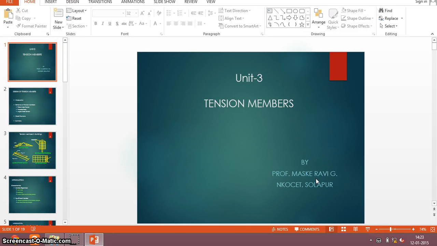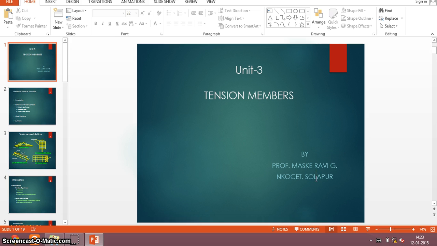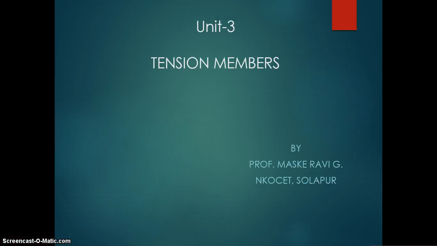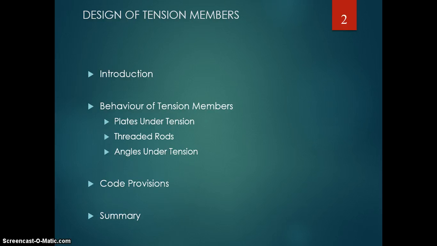Okay, today we are going to discuss the third unit, that is the tension members. These are the contents of this chapter. First is the introduction, then the behavior of tension members, in that plates under tension, then threaded rods, angles under tension. Next we are going to study the codal provisions as per IS 800:2007, that is the revised code for steel structures, and lastly the summary.